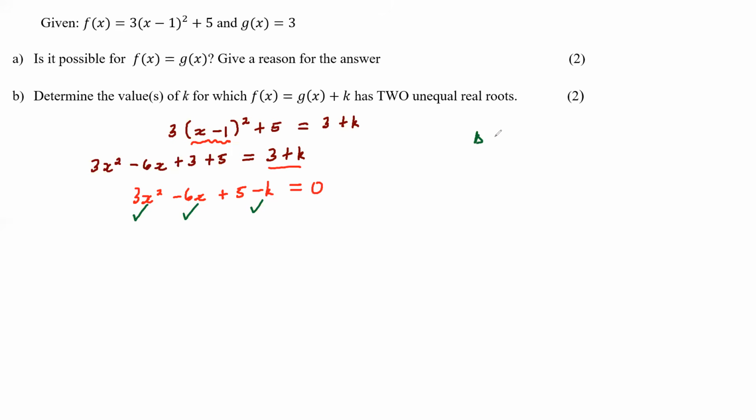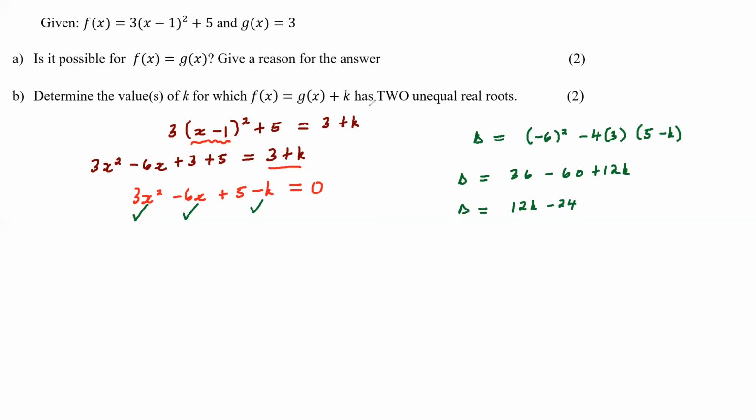Let me get the discriminant very quickly. b squared, which is minus 6 squared, minus 4 times a, that's 3, times c, which is now 5 minus k right there. Do the maths, I end up with 36 minus 60 plus 12k. So that's the discriminant. We keep going. This becomes eventually 12k minus 24. You want to put it a bit neatly right there.